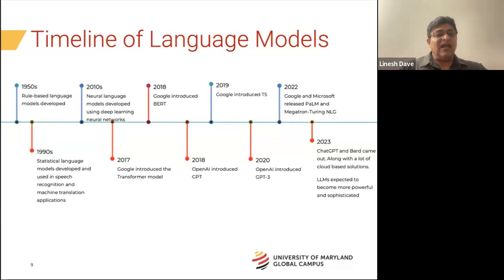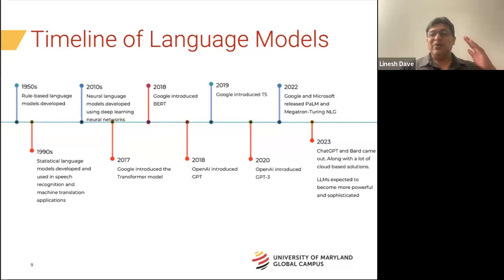So from that, in the 1950s, really, as early as that, then in the 1990s, we had the statistical language models that were developed and used in speech recognition and machine translation. Then, fast forward to 2010, that's when all these neural language models, neural networks and deep learning started. And then Google introduced the transformer models in 2017.